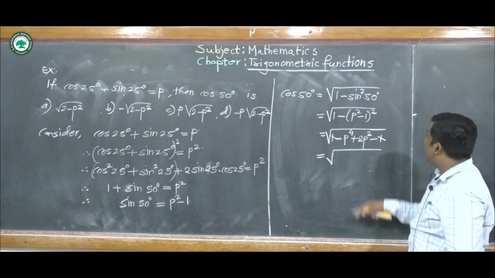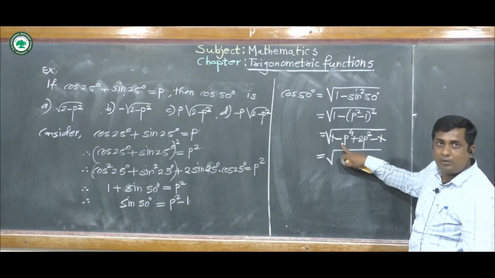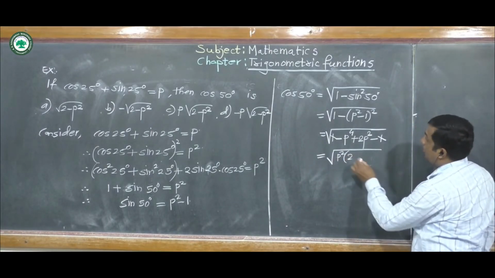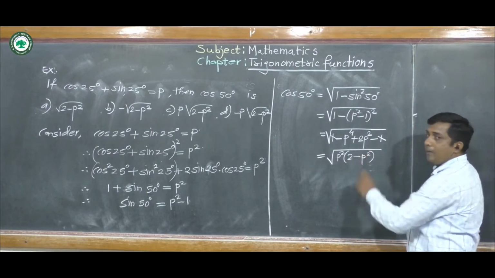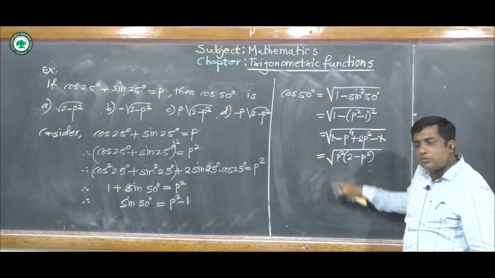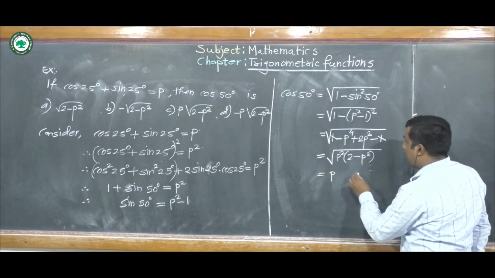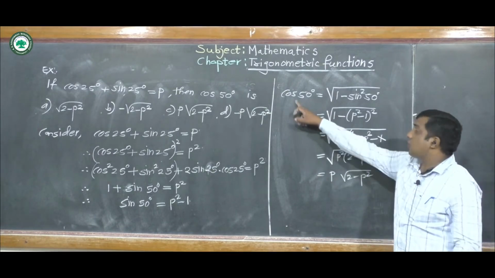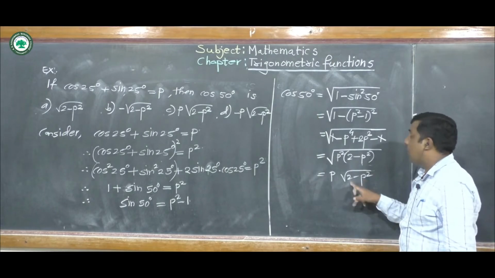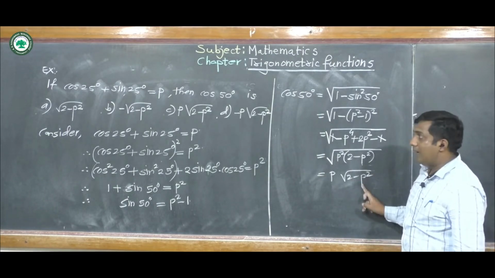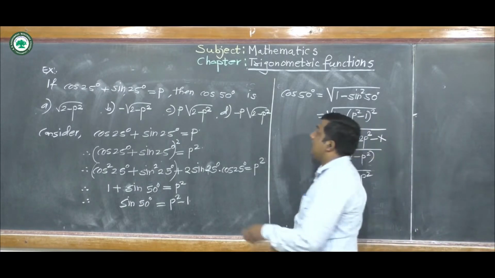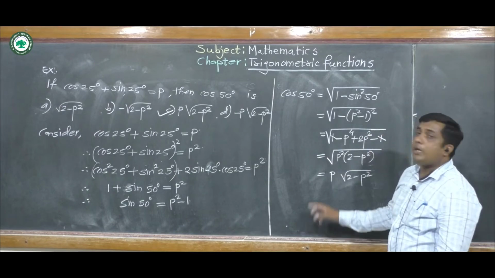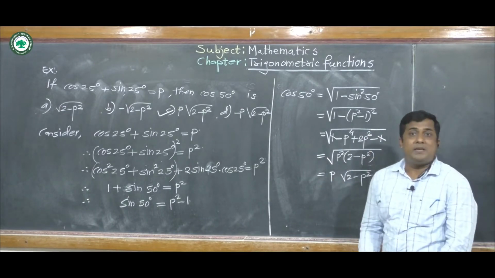Only 2P square minus P raised to 4 remains. If we take P square as common, then inside the bracket we have 2 minus P square. And we know the square root of P square is P. So the value of cos of 50 degree is P into square root of 2 minus P square. So the correct option is C, P into square root of 2 minus P square.